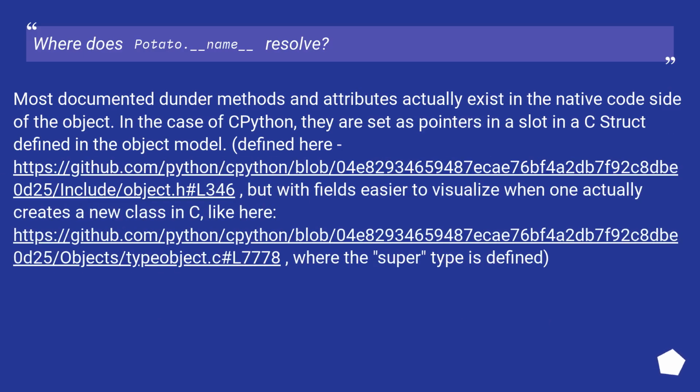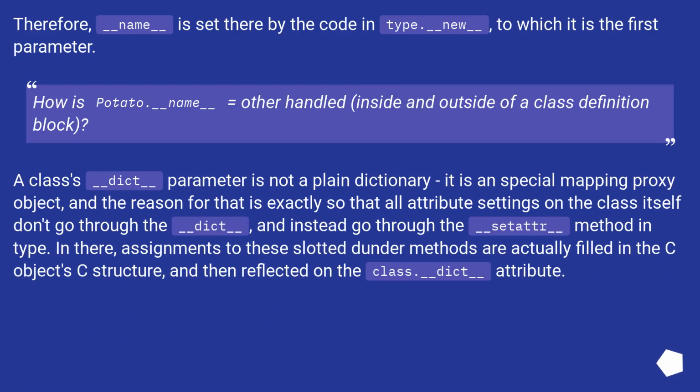Where does potato.__name__ resolve? Most documented dunder methods and attributes actually exist in the native code side of the object. In the case of Python, they are set as pointers in a slot in a C struct defined in the object model, defined at this URL, but with fields easier to visualize when one actually creates a new class in C, like here, at this URL, where the super type is defined. Therefore, __name__ is set there by the code in type.__new__, to which it is the first parameter.